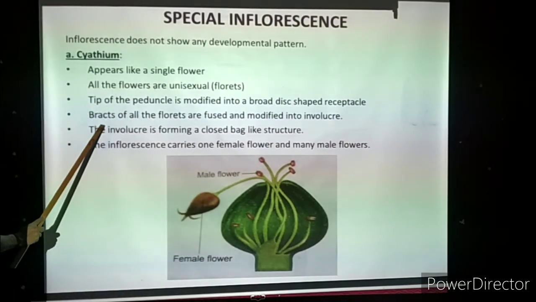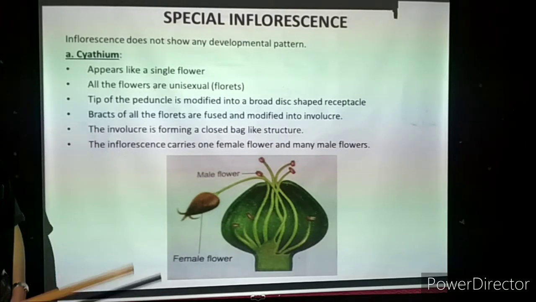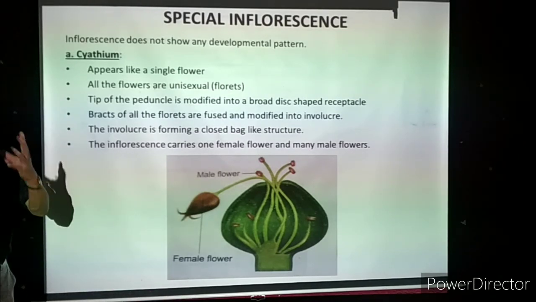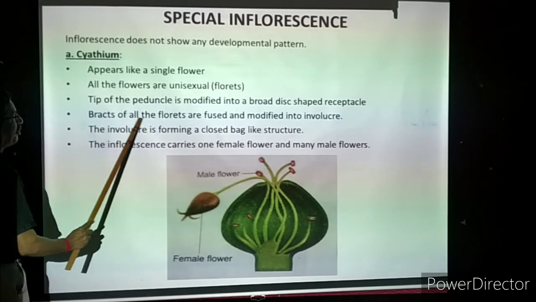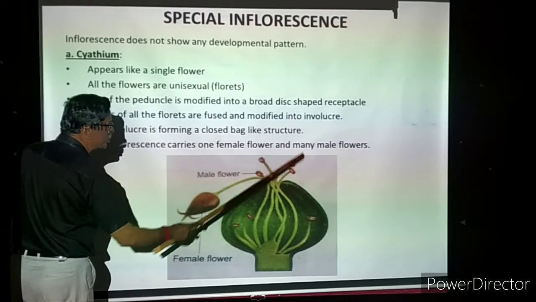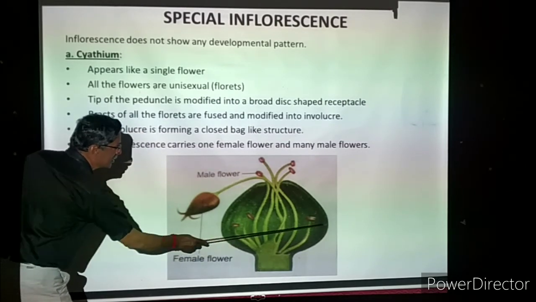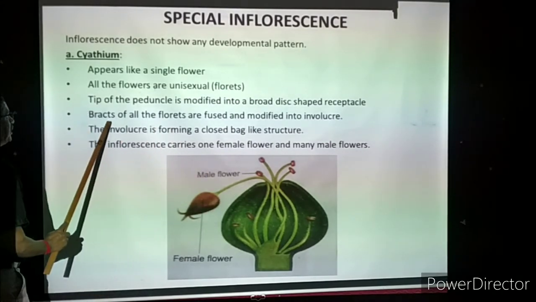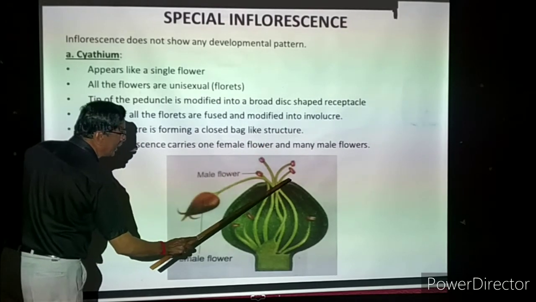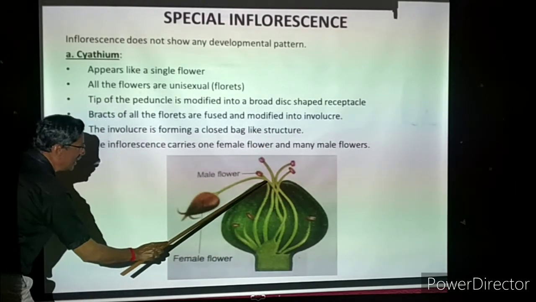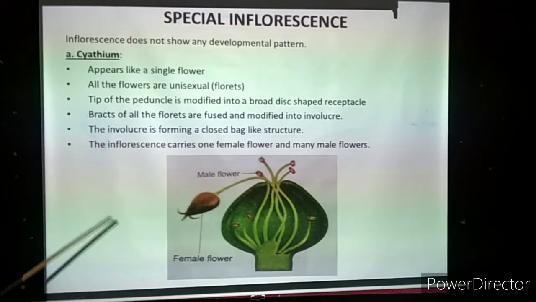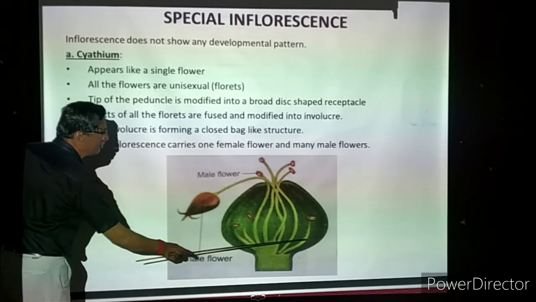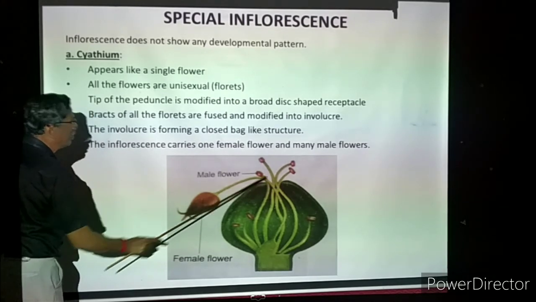Now bracts. Even in this inflorescence, many flowers will be there, 50, 60, 70 like that. Each flower is having one bract. Suppose 50 flowers are there, 50 bracts. Now all the bracts of all the florets are fused and modified into involucre. Up to this I said disc, then after that they are modified into a cup like structure which is closing that completely. So this portion is called involucre, leaving a small circular opening here. The involucre is forming a closed bag-like structure with a narrow opening at the tip.